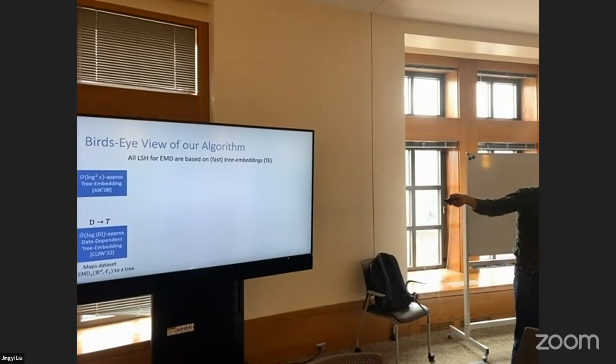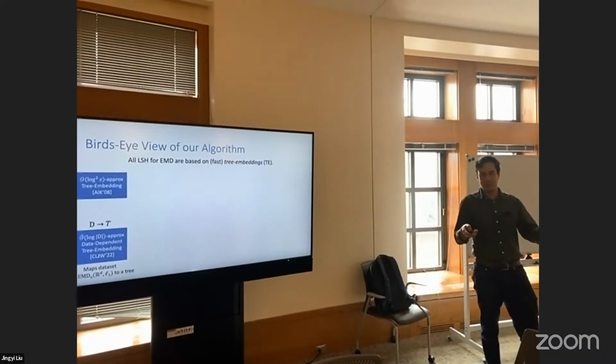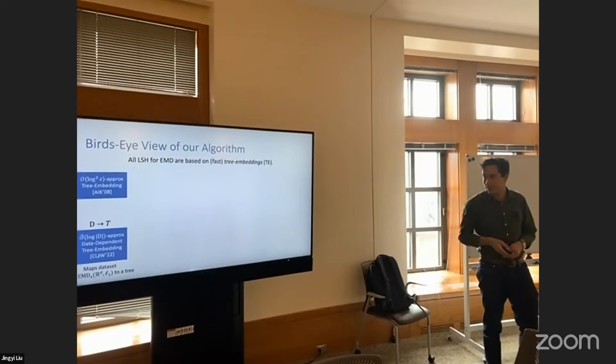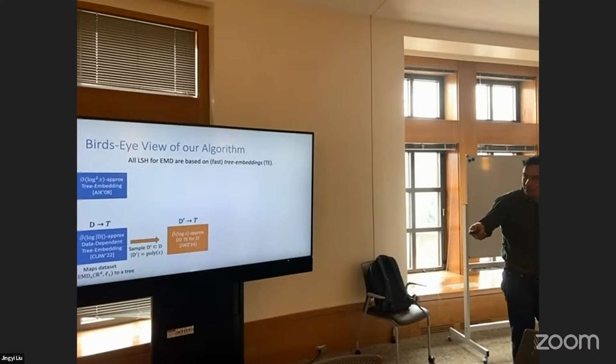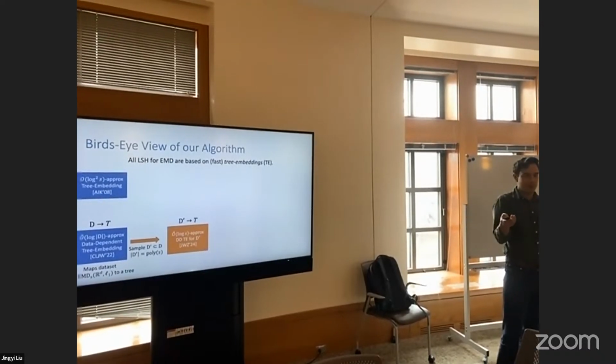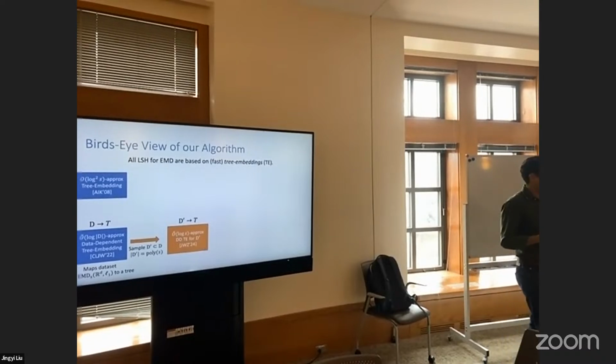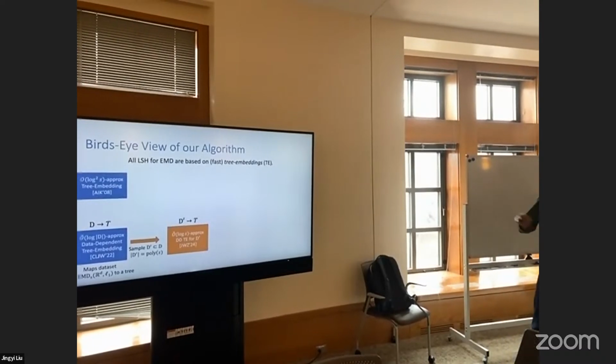But we can't use this result because the data set here has n points in it. So we would get a log n approximation. Also, our query isn't in the data set, so we don't know how to map that yet. There's some issue with that. But what we're going to do is use that as a starting point, and we're going to sample poly S points from the data set we have as input. And we're going to run that data-dependent tree embedding on the sample. So now we have a good approximation for the points in the sample.